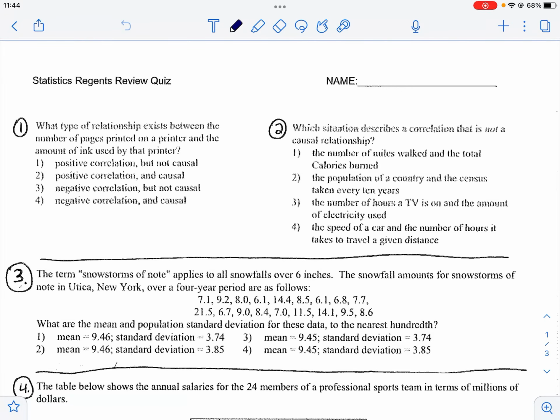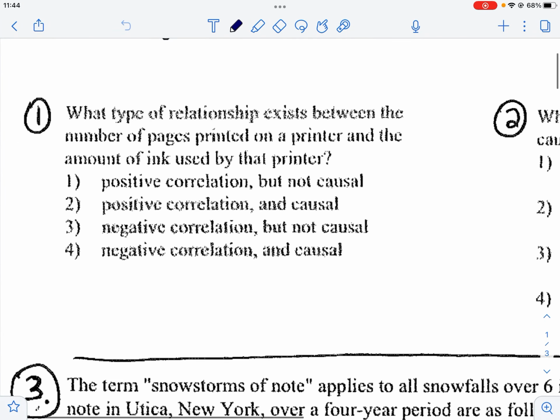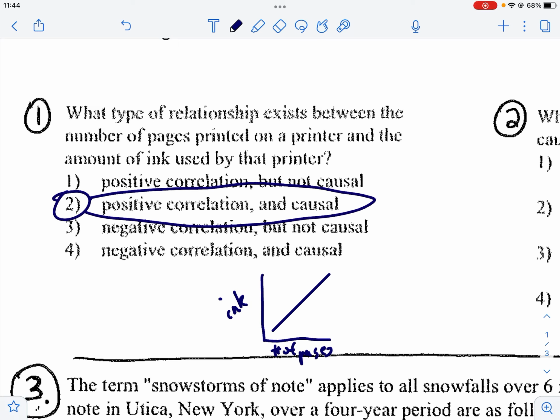This is a review of statistics. Question 1 asks us to say the type of correlation that's caused between the number of pages printed on a printer and the amount of ink that's used. So if we think about one is the X and one is the Y, we have the number of pages and the ink. As the number of pages goes up, the amount of ink that we use would also go up. Printing more pages does cause us to use more ink. So it is a positive correlation, and it is causal.